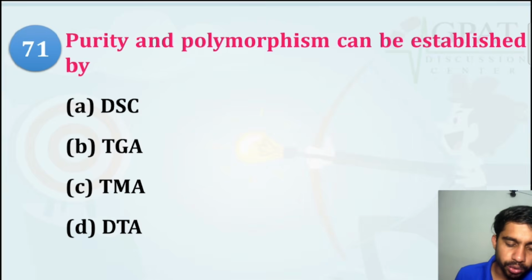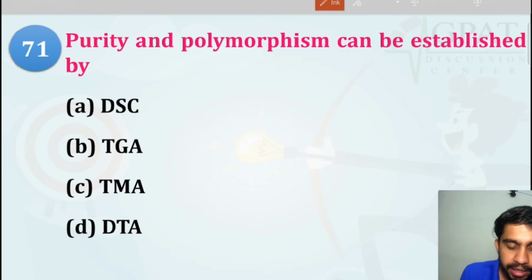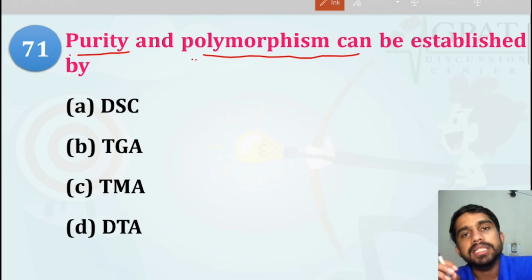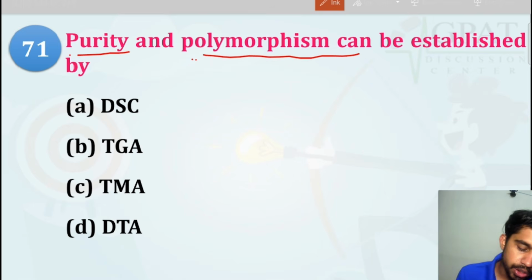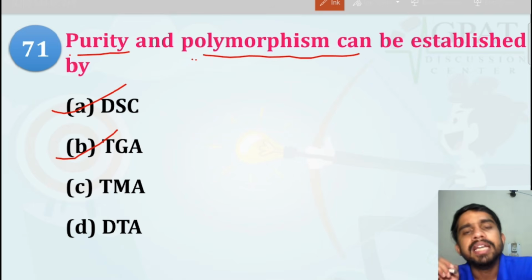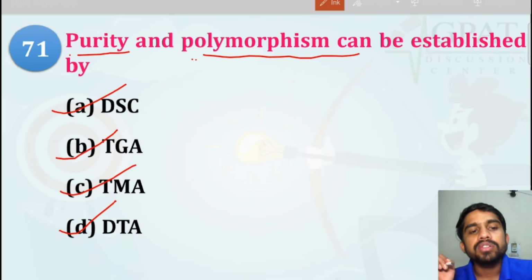Okay, next question, question number 78. Purity and polymorphism can be established by, means how we can establish or measure the purity and polymorphism. The first option is DSC, that is differential scanning calorimetry. The second option is TGA. The third option is TMA, and the fourth option is DTA.